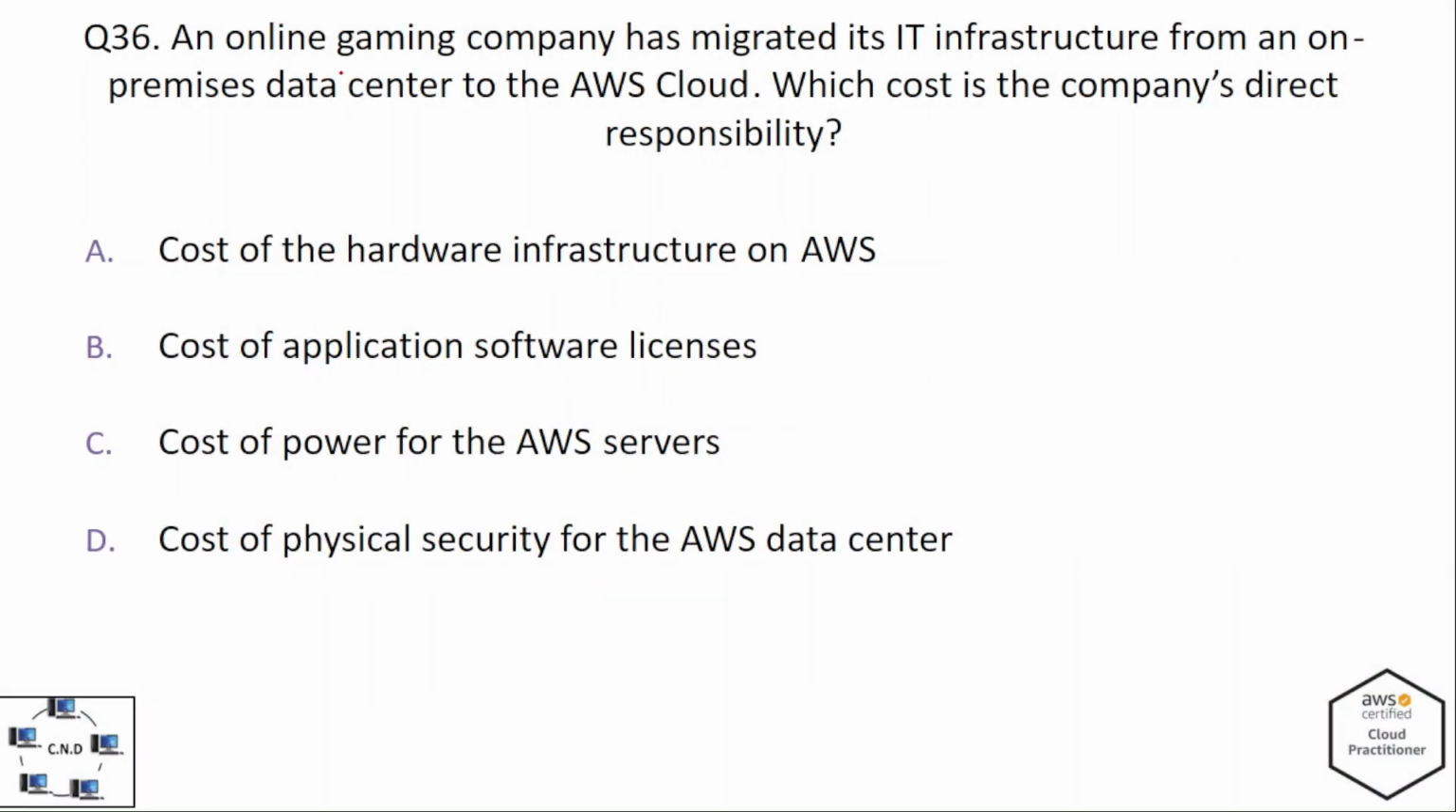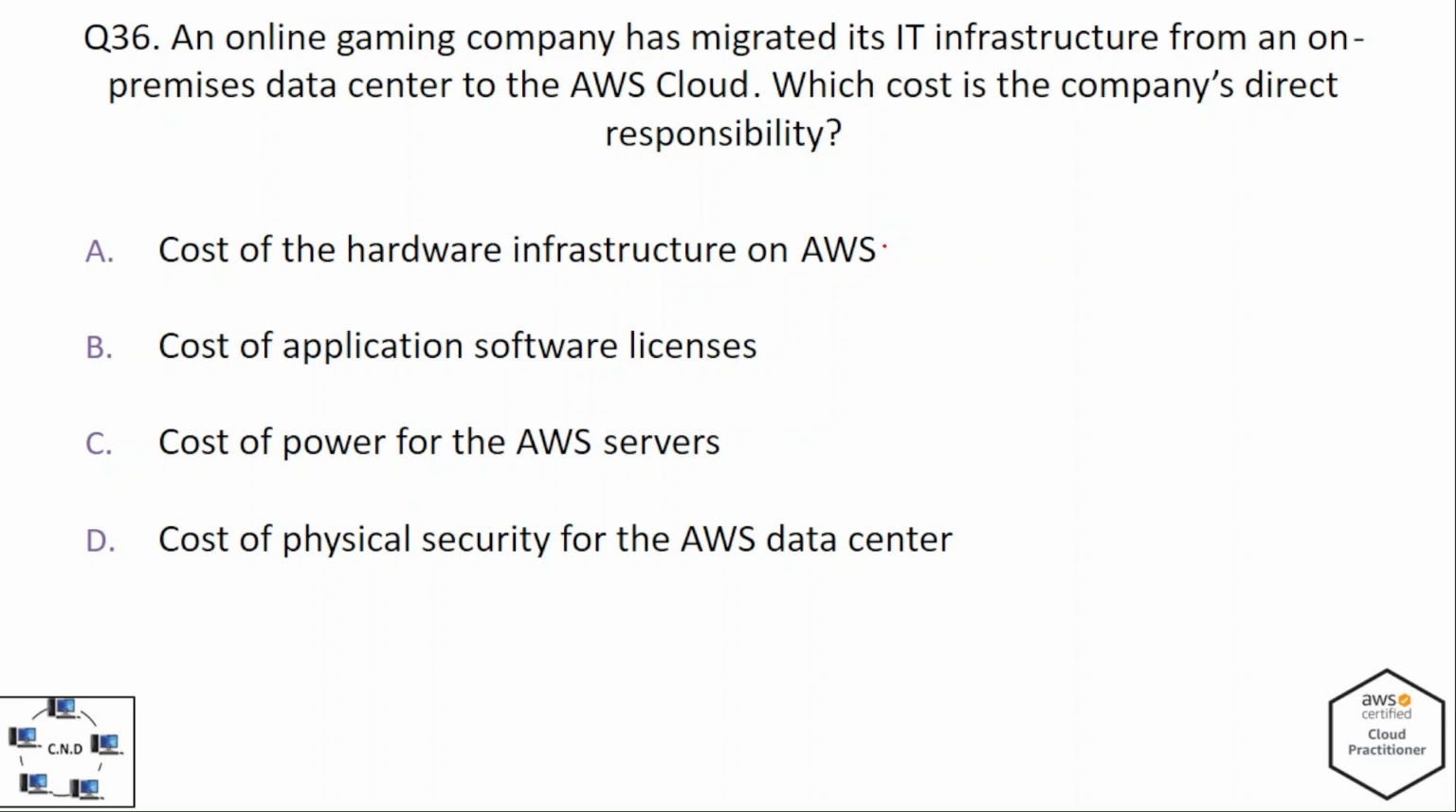Question number 36 is that an online gaming company has migrated its IT infrastructure from an on-premises data center to the AWS cloud. Which cost is the company's direct responsibility? And the options are A. Cost of the hardware infrastructure on AWS, B. Cost of application software licenses, C. Cost of power for the AWS servers, and D. Cost of physical security for the AWS data center.